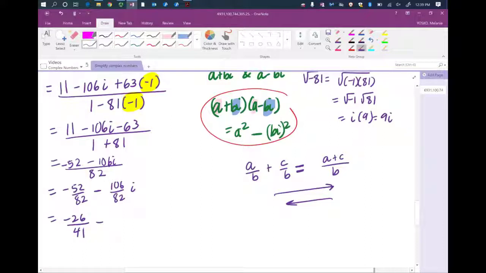And we can do the same thing in the back for the back term, the i term. 106 and 82 are also both even. Divide both by 2. 106 divided by 2 was what, 53? 82 divided by 2 is 41. i. And you can't clean it up any further. And notice this is in a plus bi form.